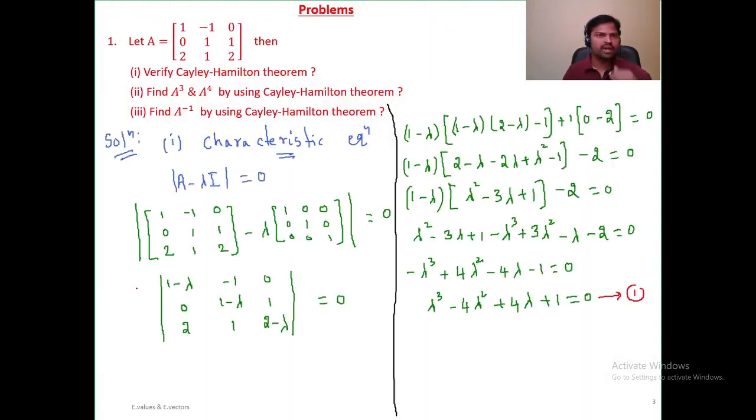The second question is find A cube and A power 4 by using Cayley-Hamilton theorem only. For example, look at here, A is already given to us. How to find A cube? Just now I computed already A square, then multiplying one more time with A, A cube we get. But such kind of calculations I don't want. What I want, by using Cayley-Hamilton theorem only, I have to compute both A power 3 and A power 4.